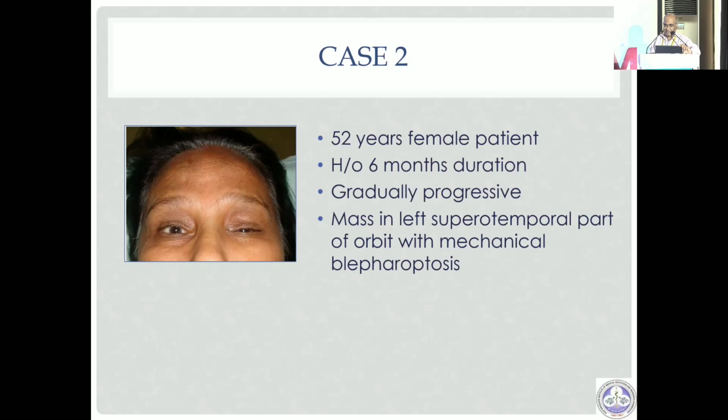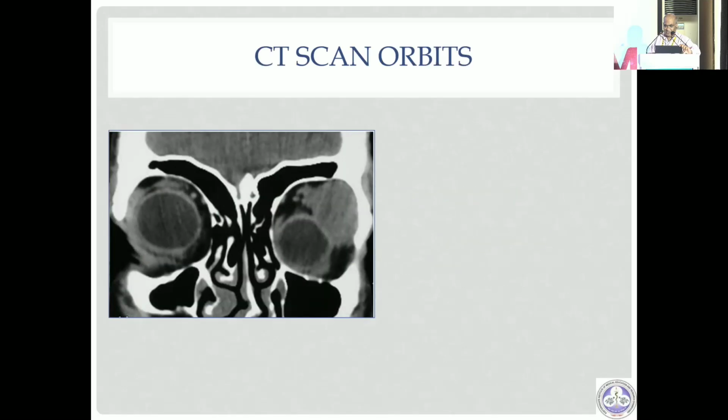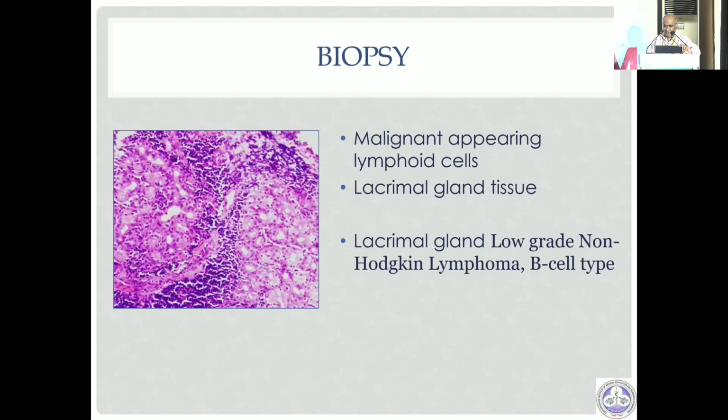This patient presented with a progressive blepharoptosis of the upper eyelid. There was a mass in the supratemporal region, which presented like this. There was globe indentation. There was bony expansion. We thought of a benign pleomorphic adenoma and went ahead with mass excision. The final diagnosis, however, was a B cell type of non-Hodgkin's lymphoma.